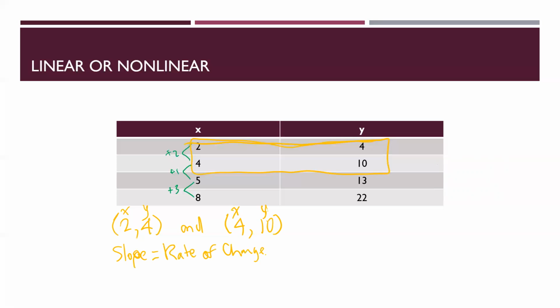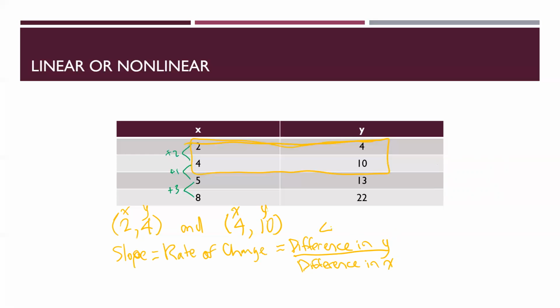And what I'm going to do is simply find out what the difference in the y is, and I'm going to divide by the difference in the x. By the way, sometimes I use difference in y over difference in x, and sometimes I use change in y over change in x. It's the exact same idea, okay?